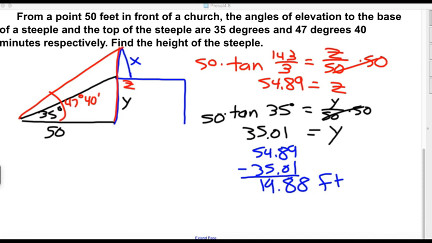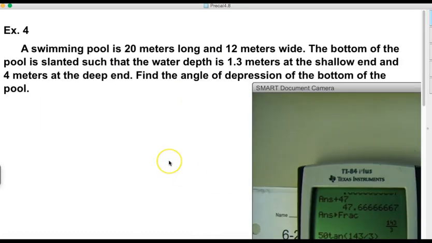All right, so now let's move on. Look at a new type of problem. It says a swimming pool is 20 meters long and 12 meters wide. The bottom of the pool is slanted such that the water depth is 1.3 meters at the shallow end and 4 meters at the deep end. We want to find the angle of depression of the bottom of the pool.